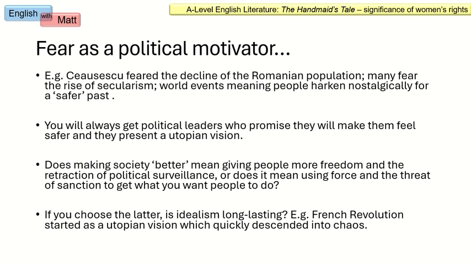So the French Revolution, for example, started as a utopian vision, which quickly descended into chaos. If you do Blake's poetry, you might touch upon the French Revolution. The French Revolution also began quite naively, this idea that a change was possible, and the revolution kind of ate itself in the end with the guillotine, for example. So, is it possible to have this idealism? And is idealism also naivety?